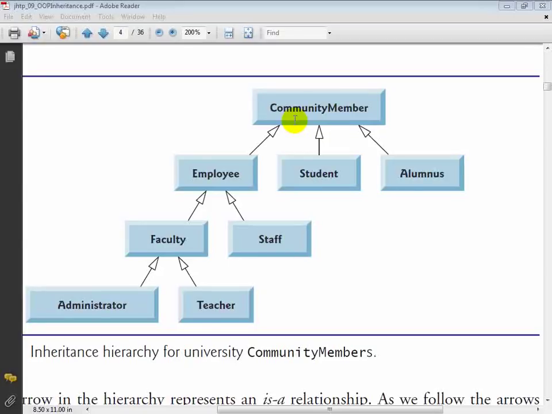So in the next video we'll take a look at another hierarchy diagram that allows us to continue our discussion of is-a relationships and superclasses and subclasses.